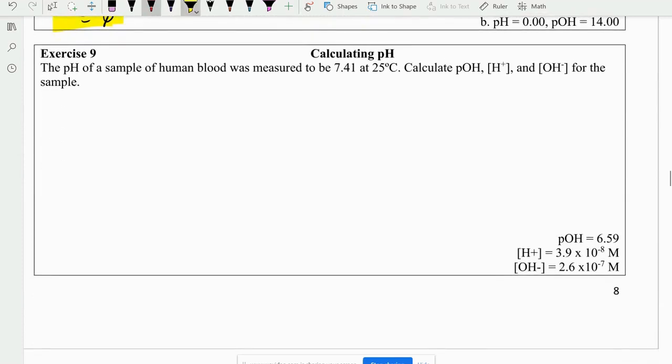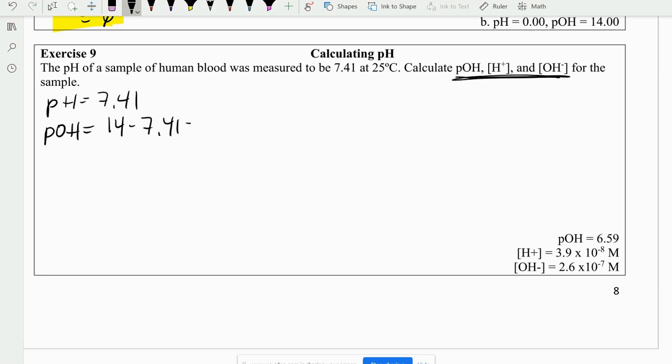All right, exercise 9. It's now asking us to calculate all kinds of stuff of a sample of human blood that's measured to be at 7.41, the pH that is. Okay, and so again, if we have to calculate pOH and the concentrations, what I already know and what I've been given from the problem was the pH, 7.41. Now, we can find the pOH very easily. We just did it in exercise 8. So let's do it again. Take 14 and subtract the pH, and that will give us our pOH.